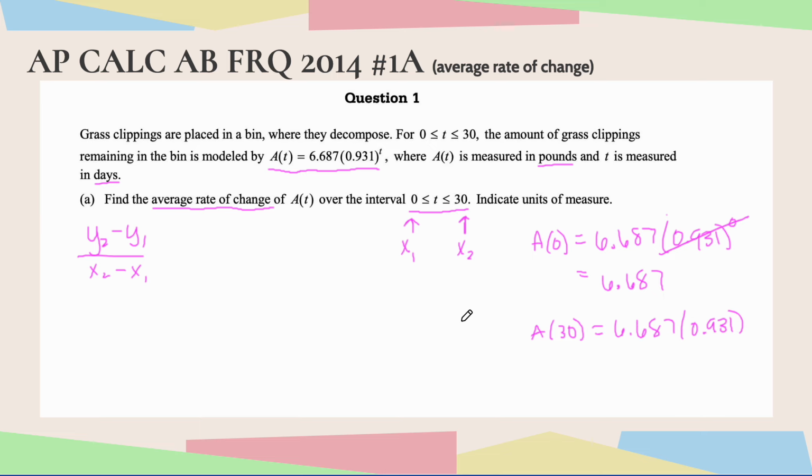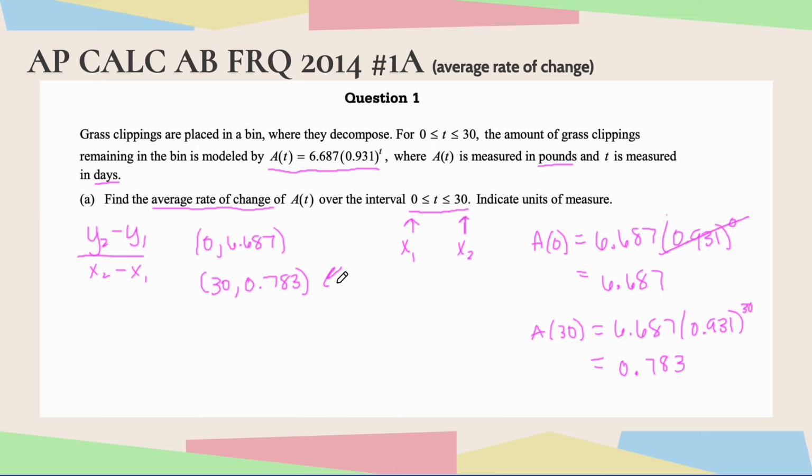Now, for A of 30, this is going to require the use of the calculator because you can see these numbers are not super nice, and we're going to have to do that to the power of 30. So off on the side, I plugged that into my calculator, and to 3 decimal places, I got 0.783. Okay, so now I have basically 2 points. When my input is 0, my output is 6.687. And when my input is 30, my output is 0.783.